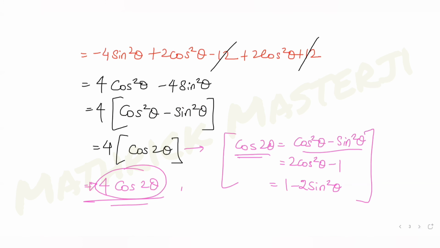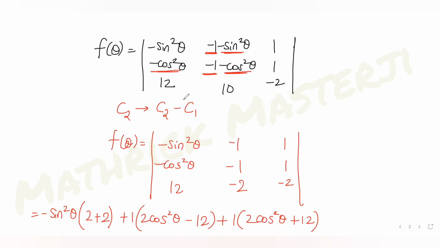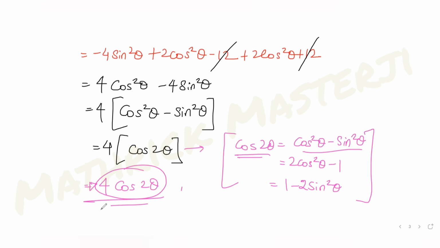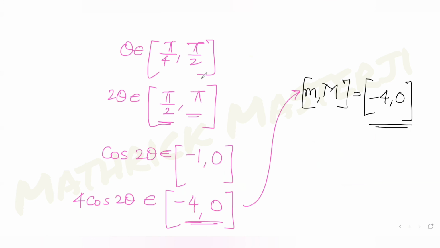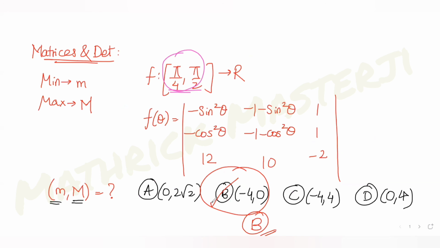So what we did was, with just a common column transformation, I eliminated theta from the second column and then expanded the determinant. I got that simplified as 4 cos 2 theta. Then from the interval of theta given from pi by 4 to pi by 2, I found the values of 4 cos 2 theta that gave me minimum and maximum values as minus 4 and 0. And that, if you see, matches with option B.